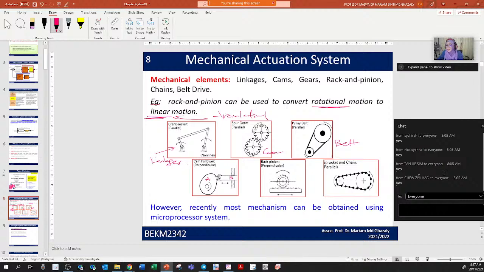So what is your answer? Cam yang bulat. Correct. Okay, so you have seen the video. The cam is the circular type shape. Almost circular, but it's not circular.